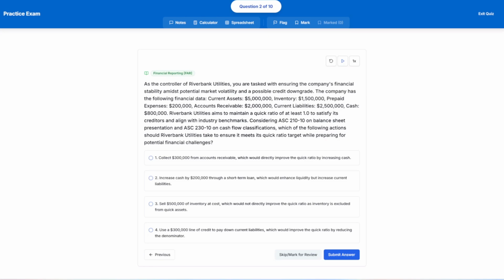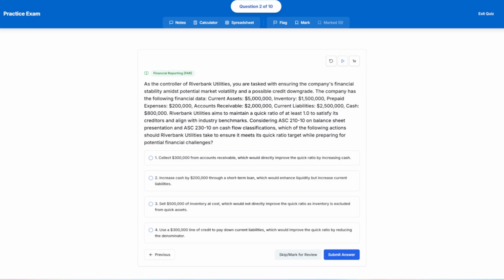looking for. Option 4 suggests using a $300,000 line of credit to pay down current liabilities. While this reduces the denominator, it doesn't directly increase quick assets, and it involves a bit of financial gymnastics that don't align with the straightforward approach of collecting receivables.